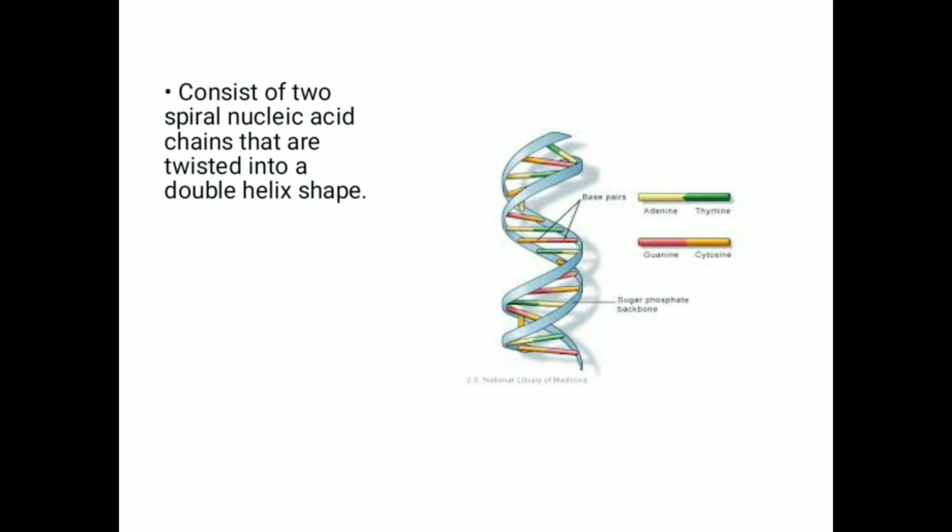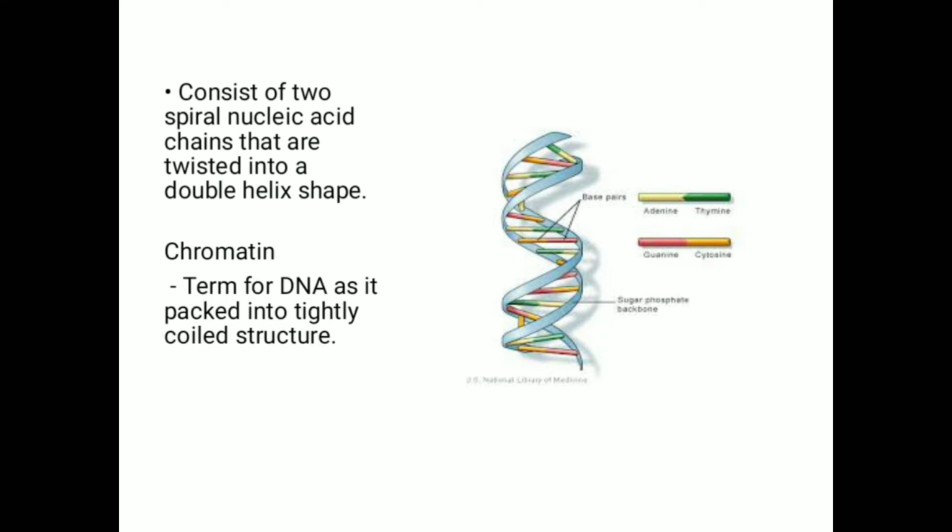The twisting allows DNA to be more compact in order to fit within the nucleus and form chromatin. Chromatin is a term for DNA as it packs into a tightly coiled structure. During cell division, this chromatin condenses to form chromosomes. Prior to DNA replication, the chromatin loosens, giving cell replication machinery access to the DNA strands. And that will be the end for DNA structure.